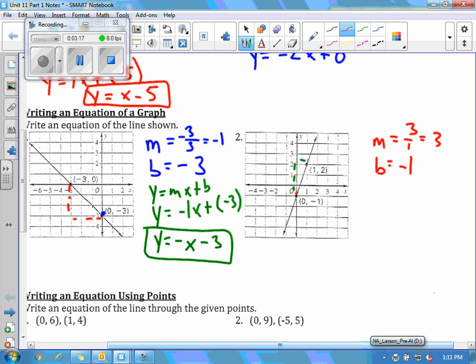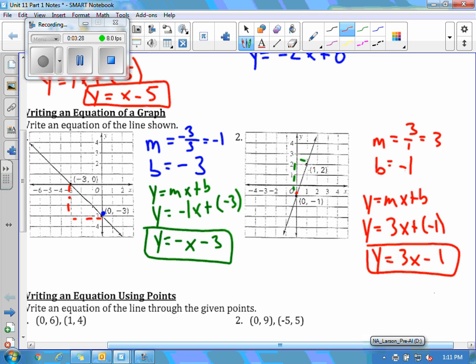So now putting it in y equals mx plus b form, I'll get y equals 3x plus -1, which I can just rewrite as y equals 3x minus 1.